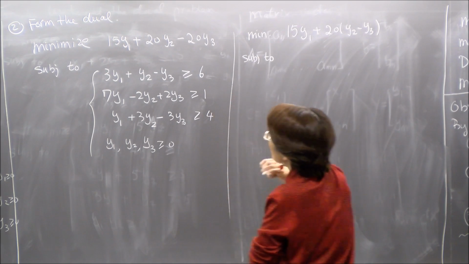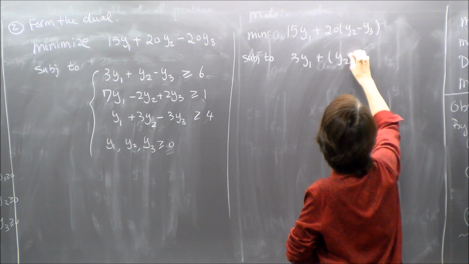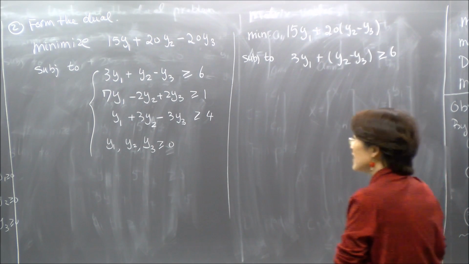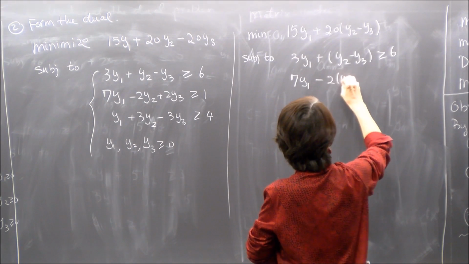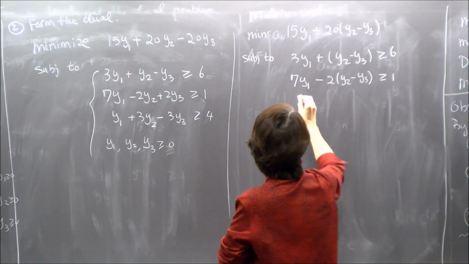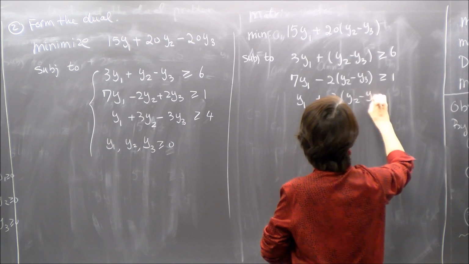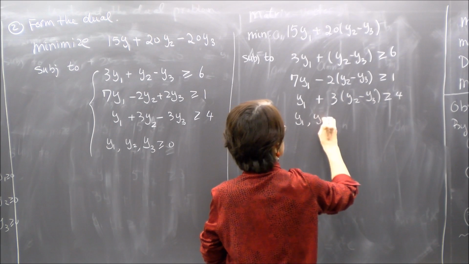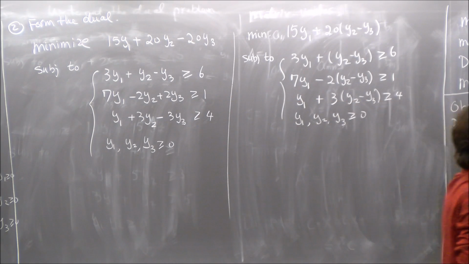Subject to, I have 3y1, and I see I have the same thing here. I get y2 minus y3. They always appear together in this way. 7y1 minus 2 times y2 minus y3 bigger than 1, and y1 plus 3 times y2 minus y3 bigger than 4, and I still have the positivity of all these three by the definition when I form the dual.